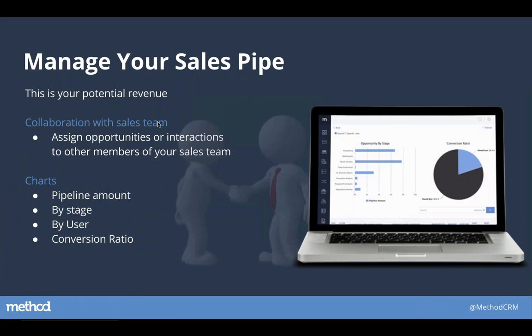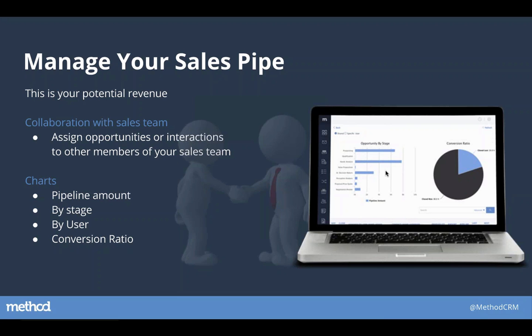So this sales pipe and these sales opportunities are really all about your potential revenue, your potential sales deals that are happening. A good CRM allows collaboration with sales teams. You can assign these sales opportunities or the interactions related to them to other members of the team. So if you have a couple of people in your company working on these things and they're involved at different stages, they can all keep their eyes on this and complete the interactions that are necessary to hopefully win that deal.